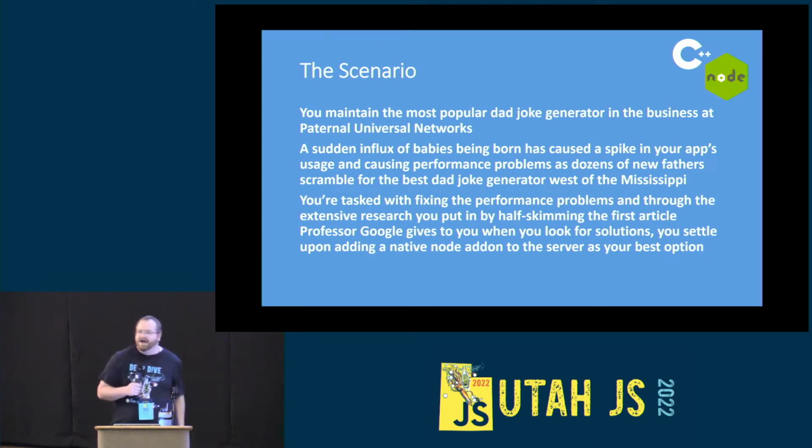So, we have a scenario. You maintain the most popular dad joke generator in business at Paternal Universal Networks. A sudden influx of babies being born has caused a spike in your app's usage and performance problems as dozens of new fathers scramble for the best dad joke generator west of the Mississippi. You're tasked with fixing the performance problems, and through the extensive research you put in by half-skimming the first article Professor Google gives you, you settle upon adding a native Node add-on to the server as your best option.